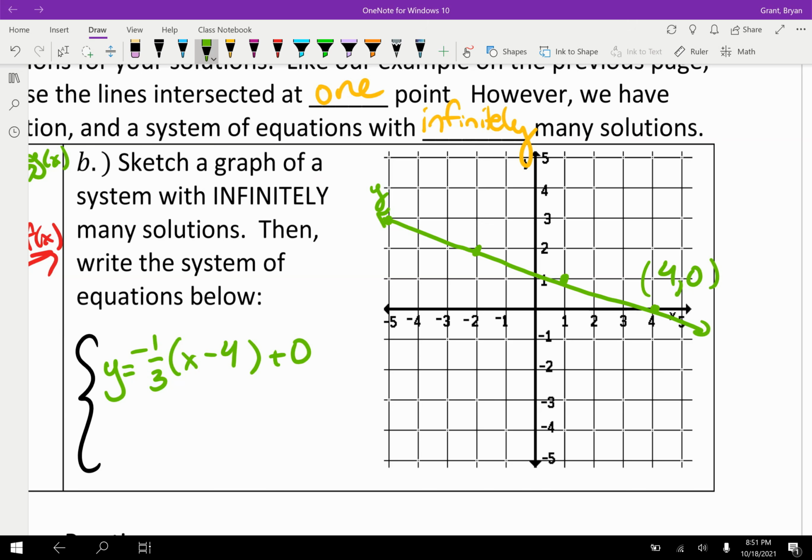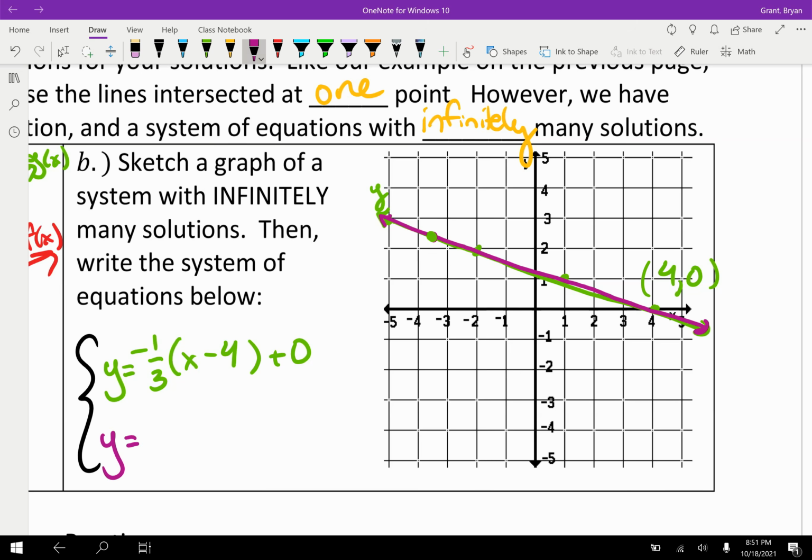Now, how do we get a line that intersects or crosses us an infinite number of times? Well, what if I just did a line exactly on top of it? Here is a point on the purple graph, and here is the same point on the green graph. Therefore, they are crossing an infinite number of times.